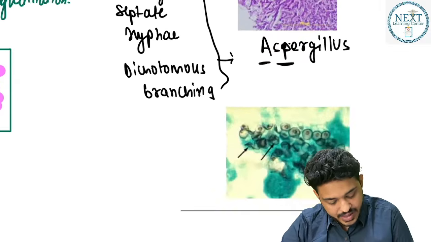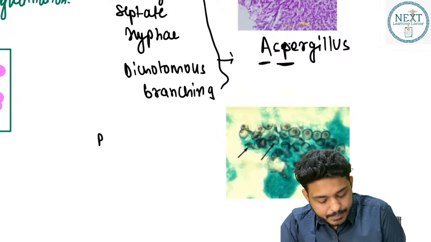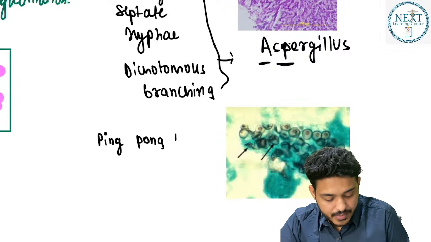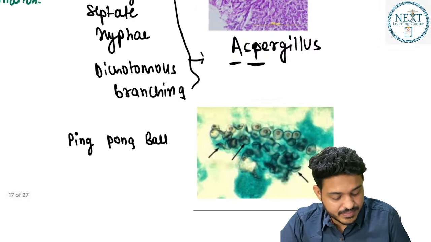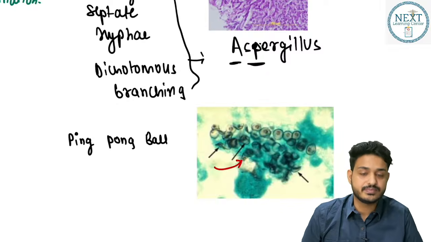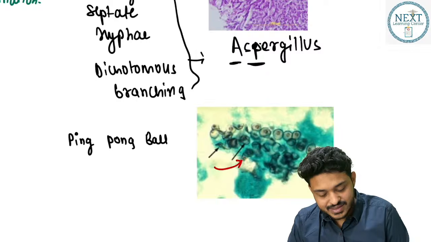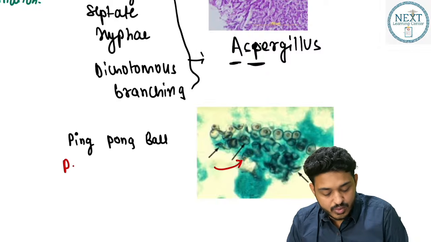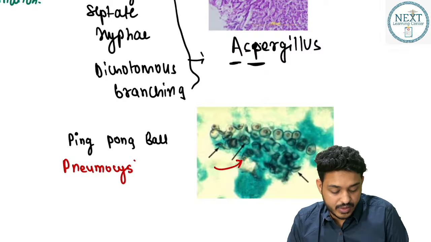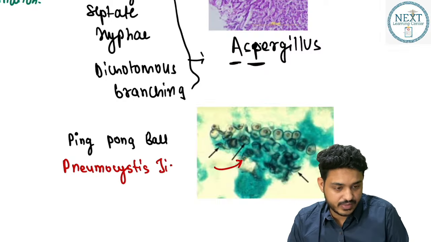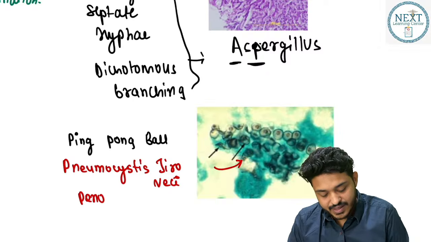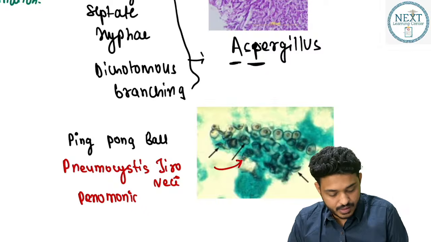And this appearance that we are going to get, this appearance is known as what? Ping pong ball appearance is going to be there. This appearance is known as what? Ping pong ball appearance, right? This ping pong ball appearance you are going to find, and this is going to be a case of what? This ping pong ball appearance is a case you will be finding in pneumocystis jirovecii pneumonia, right?